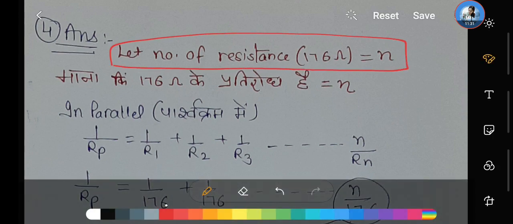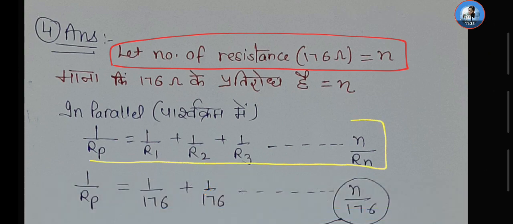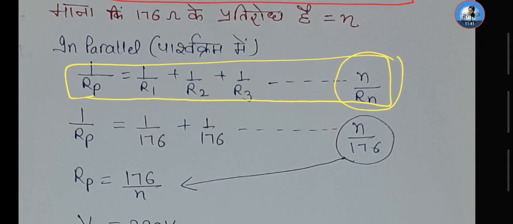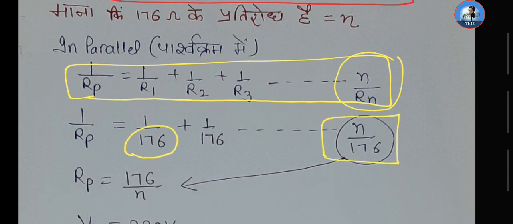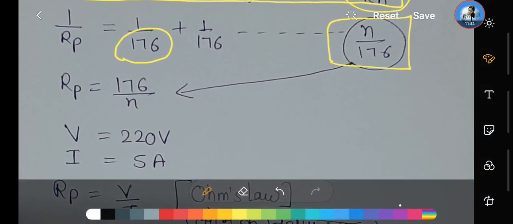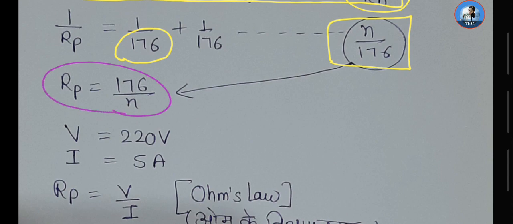Let the number of resistances be n. They are connected in parallel, and what is the formula of parallel? 1 by R1 plus 1 by R2 plus 1 by R3 up to n upon R1. And what is the value of R here, students? 176, up to n upon 176. So the total resistance we got here is 176 upon n. Value of V is given, value of I is given.